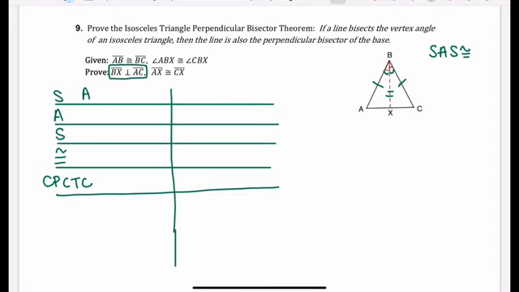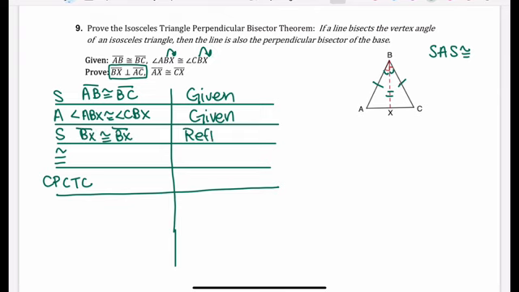We know that AB is congruent to BC, which is given. Our angle is also given. Our last side, BX, is going to be congruent to BX. That is the reflexive property. Now we're going to write our triangle congruency. Triangle ABX is congruent to triangle CBX. Our reason is side angle side congruence. Now we get this last one: AX is going to be congruent to CX. The triangles are the same, so the corresponding parts of congruent triangles have to be congruent.